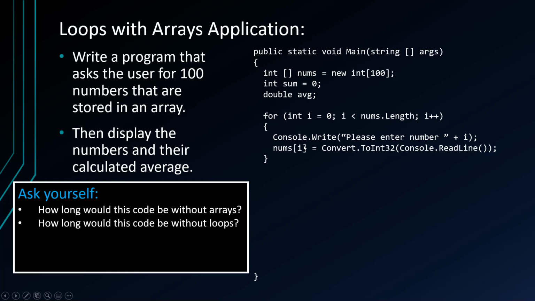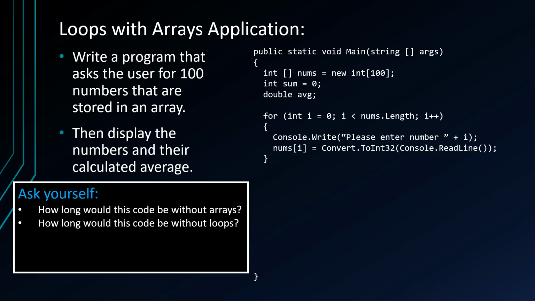So with 3 lines of code, we were able to do what would take us 200 lines of code. Even if we knew arrays and we didn't know loops, that would take us 200 lines of code. 2 lines for every single number. Well, that's a pretty good savings. But we're not done yet. We still need to display each one of these and calculate the average.